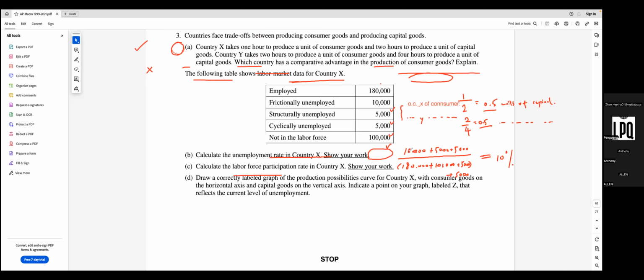You just apply the formula we learned in the notes. And number C, labor force participation rate: all the labor force divided by the total population. Okay, so we already got the labor force here.